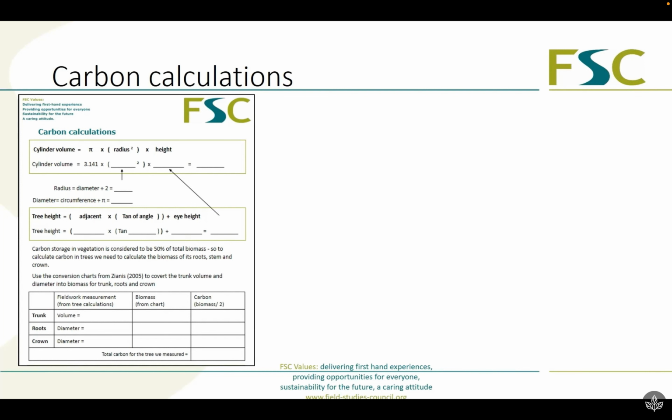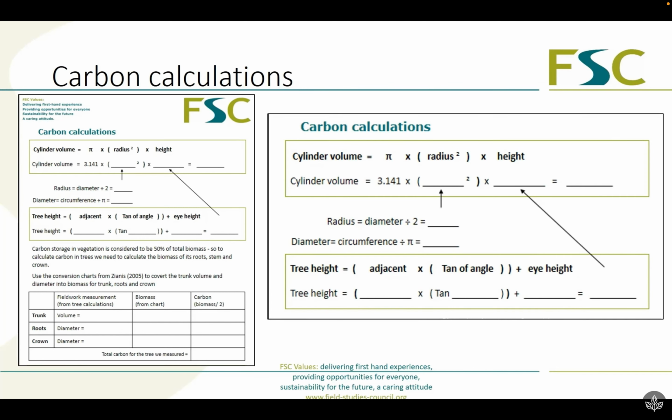Okay, so we've got our numbers recorded on our sheet, and we're now going to do the calculations to work out how much carbon there is in that one tree. So you'll need your booklets in front of you and a calculator as well. The first bit we want to work out is the volume of the trunk, which we said is basically a cylinder. So a cylinder is pi r squared h, pi times the radius squared times height.